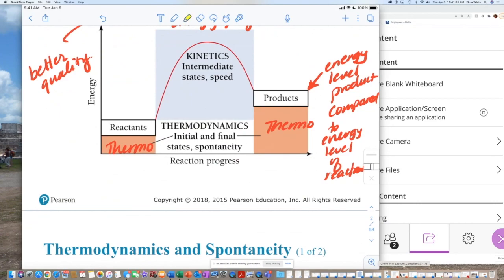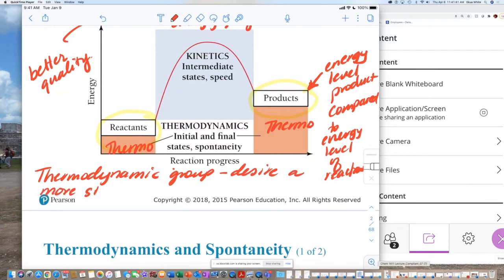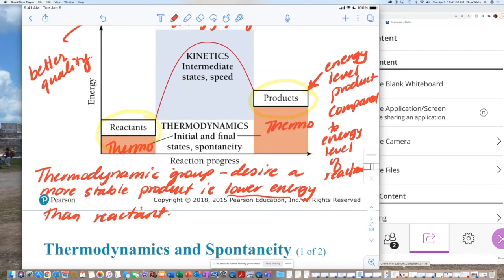If the energy level of the product is higher, like we're seeing right here, versus the reactant, this reaction is unstable. It's not preferred. Why? For thermodynamic people, this group desires a more stable product. I've already said that many times, i.e., lower energy than the reactant. So now that we know that this is their goal, when they're looking at this, they're not very happy with this graph, right?